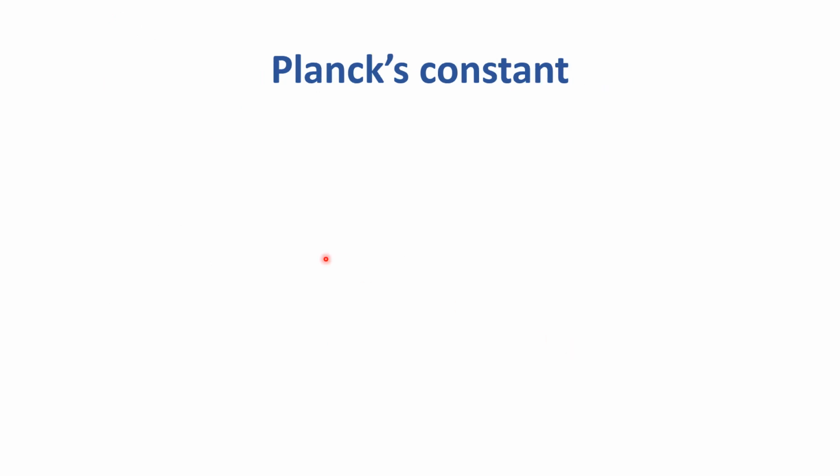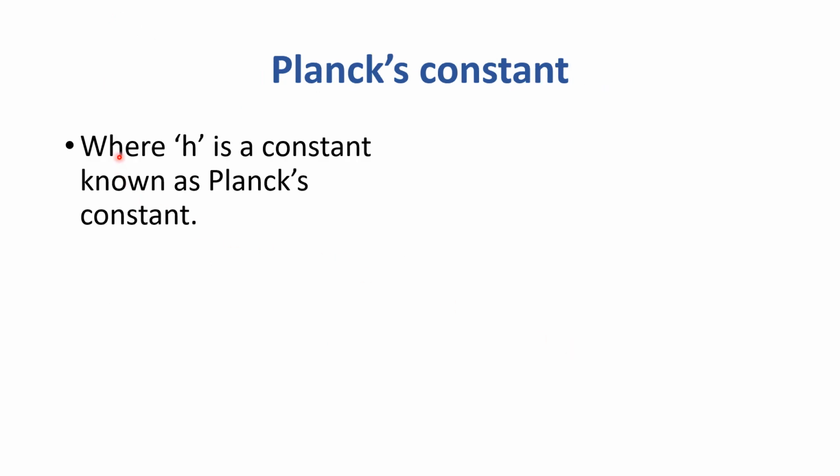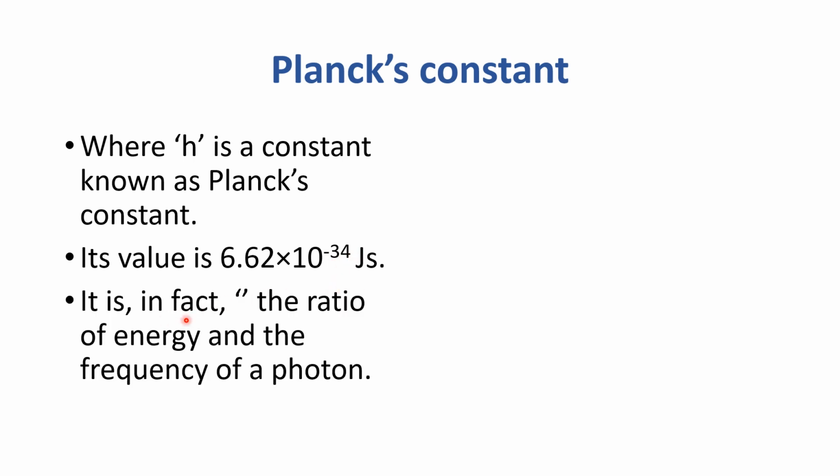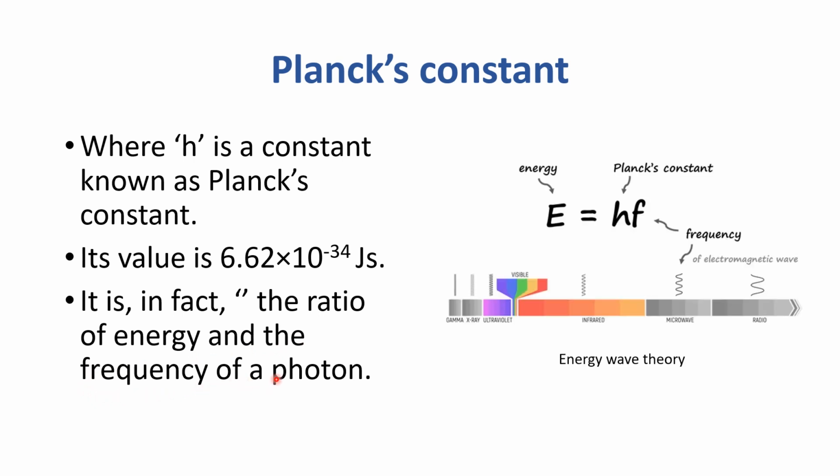So let's see what is Planck's constant. In the previous slide we read about h. So h is a constant known as Planck's constant. Its value is 6.62 into 10 raised to power minus 34 joule second. It is in fact the ratio of energy and frequency of a photon. So Planck's constant is basically the ratio of energy and frequency of a photon. E equals to hf, where E is the energy, f is the frequency, and h is the Planck's constant.